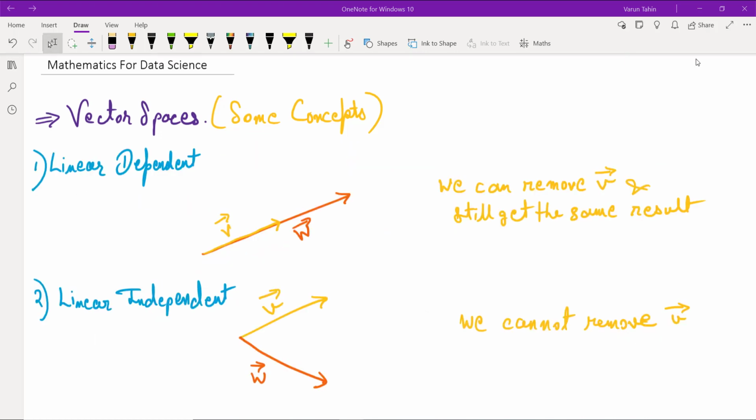Now there are very useful concepts of linear dependency and linear independency. Let's understand this with the help of these diagrams. So if one of the vectors sits on top of another so that we can remove one vector with no change in result, those vectors are called linearly dependent vectors. So you can see in the first diagram that even if we remove v, we will still get the same result, and therefore we can easily remove v because v is overlapping w. But in the second diagram, we can see that the directions of v and w are different, and therefore we cannot remove v in order to get the same result. Therefore, the basis of a vector space is a set of linearly independent vectors that span the full space.